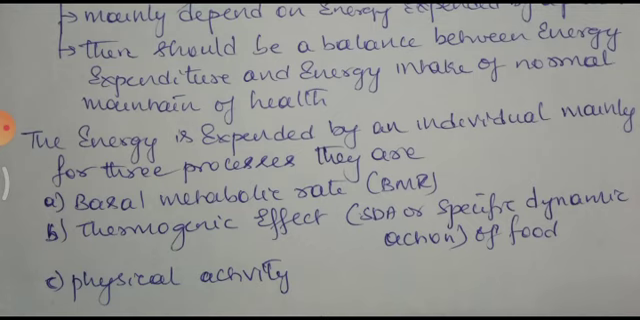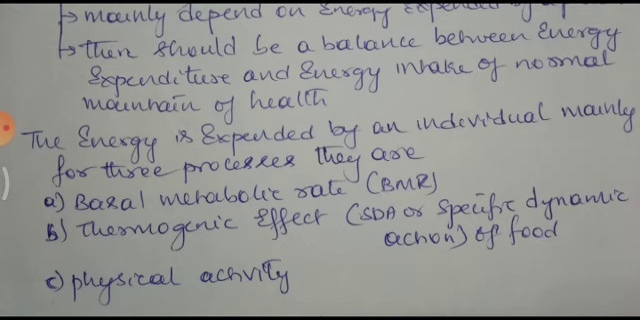One is basal metabolic rate. Basal metabolic rate means even though you don't do any physical activity, you are at physical rest, and you're also not thinking, that means mental rest, like in sleeping. You have minimum energy requirement only for digestion, absorption, heartbeat, respiration, all these processes. So the minimum amount of energy required for a person is called the basal metabolic rate.